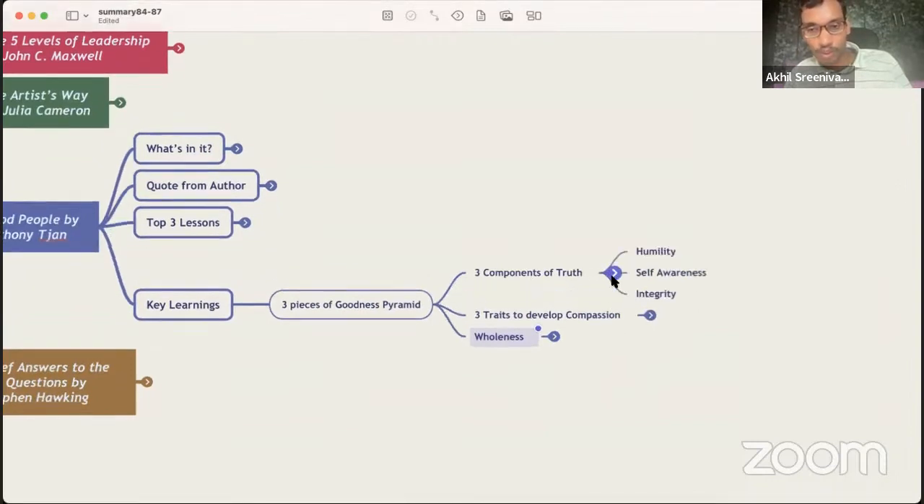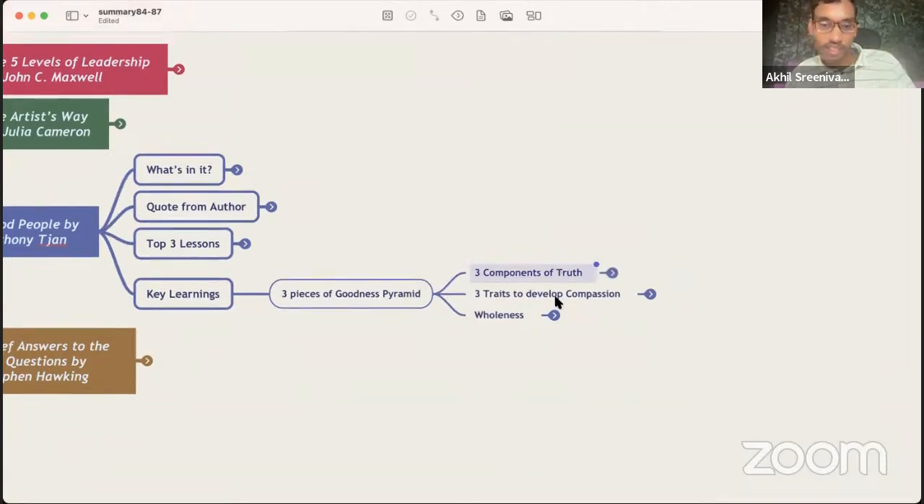The 3 components of truth are nothing but humility, self-awareness, and integrity. So having self-awareness is one of the components of truth. Integrity means your mind, your thoughts, your words, your actions should be aligned. So if your words, thoughts, and actions are aligned, then you have good integrity. That gives you the powerful help of the truth. So truth is the base of your pyramid of goodness. So first build the pyramid, or build the building, based on the truth.